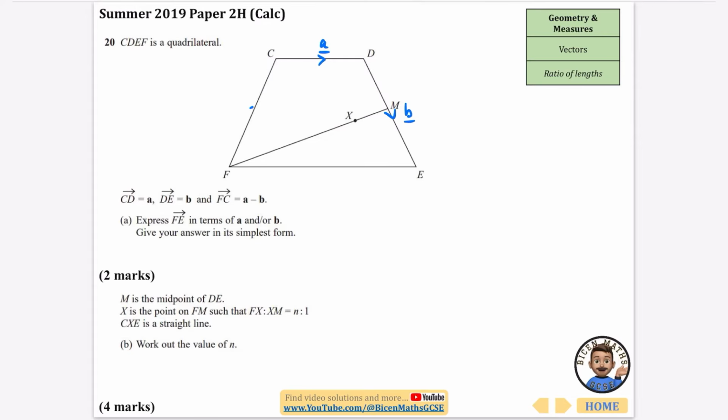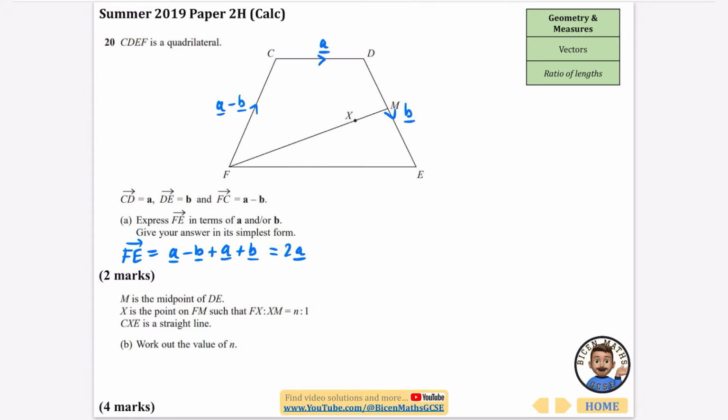And it says that FC is A minus B. Express FE in terms of A and or B. Give your answer in its simplest form. So this one isn't too bad for 2 marks. Everyone should be able to do this. You just want to find out how you can get from F to E. Well, you go up here, then along here, then down here, which just means it is going to be A minus B plus the A plus the B. The minus B and the B cancel each other, so you just get the answer 2A, which is fine for that first part of the question.